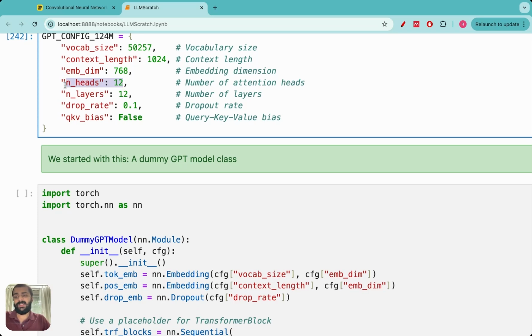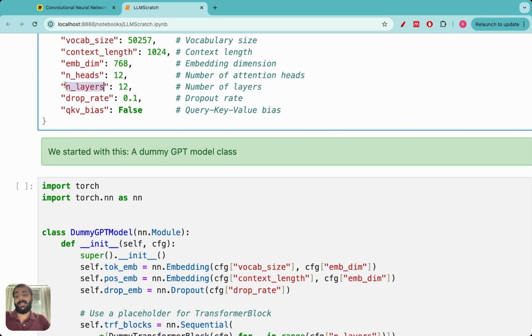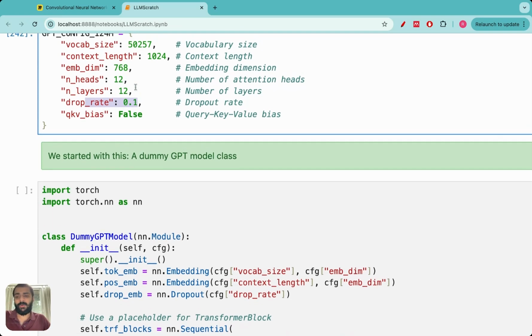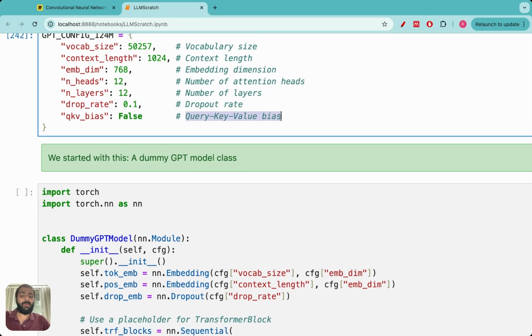The number of attention heads is equal to 12. The number of transformers which are there, which we are going to implement, are equal to 12. The drop rate or the dropout rate is equal to 0.1, and the query key value bias is false. This is for setting or initializing the weight matrices for the queries, the keys, and the values. We don't need the bias term in that.